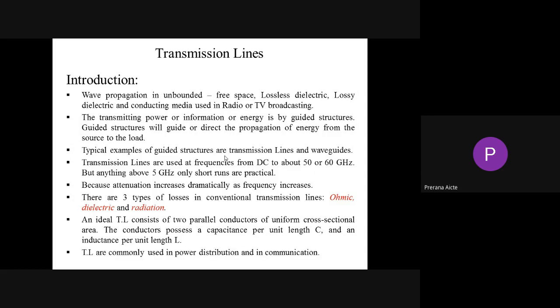So transmission lines are commonly used in power distribution and in communications. While transmitting high power from one place to another, that is from generation to the distribution lines. And in communication, you can use two-wire transmission lines for a landline telephone system. While connecting the landlines, like BSNL landline phones, we are using the two-wire transmission line connected between the exchange and the phone handset.